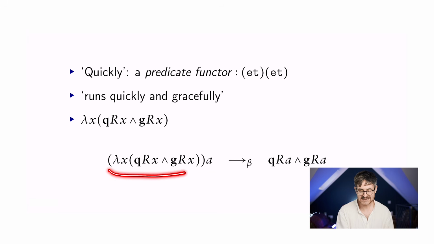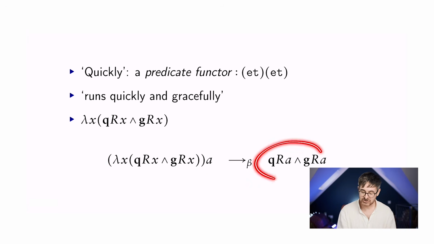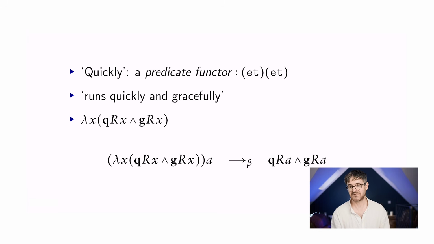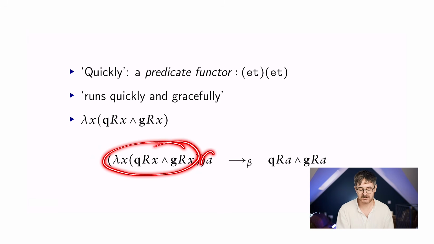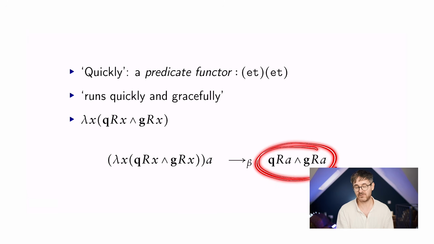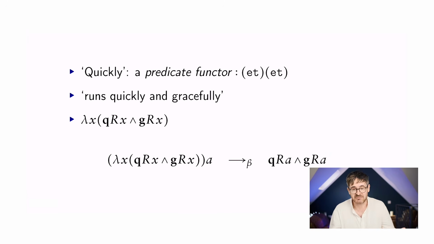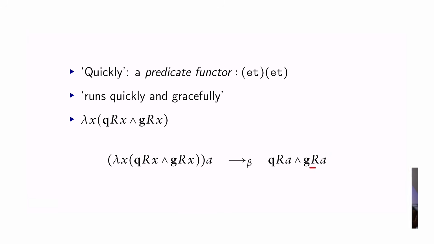Okay, so if we take this predicate and we apply it to Anna, this will reduce to the sentence, Anna runs quickly and Anna runs gracefully. So we've got this nice kind of equivalence between applying the predicate to an individual and just the straightforward sentence in which we're expressing each of those conjuncts of Anna.